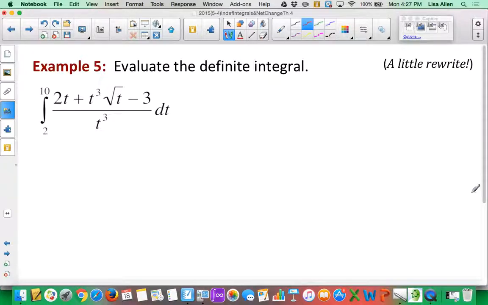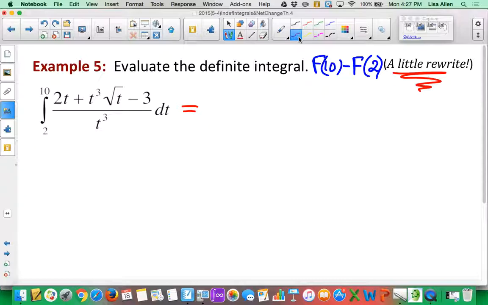So now, example 5, evaluating the definite integral. It looks like we're going from 2 to 10, so we're just going to go ahead and evaluate this. In the back of your mind, you want to think, okay, this is going to be an antiderivative evaluated at 10 minus the antiderivative evaluated at 2. So the thing that I know here on this problem is we have a little rewrite to do. So what I'm going to do is I'm looking at this first.